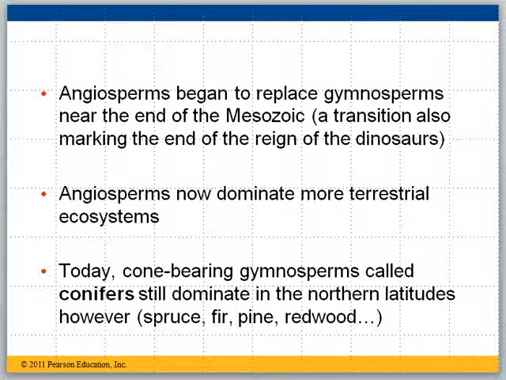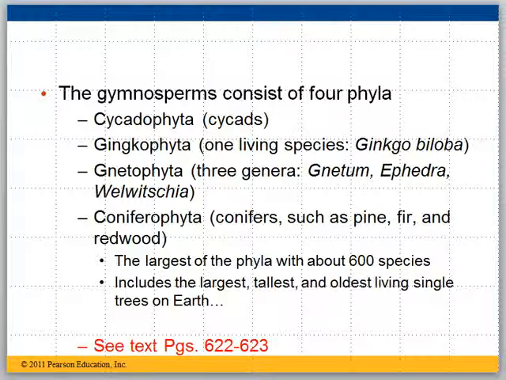Think of the taiga in Russia, Siberia, places like that. So spruce, fir, pine, redwoods. There are still vast areas of our world that are dominated by gymnosperms, but they tend to be more northern latitudes. The modern gymnosperms consist of 4 phyla.